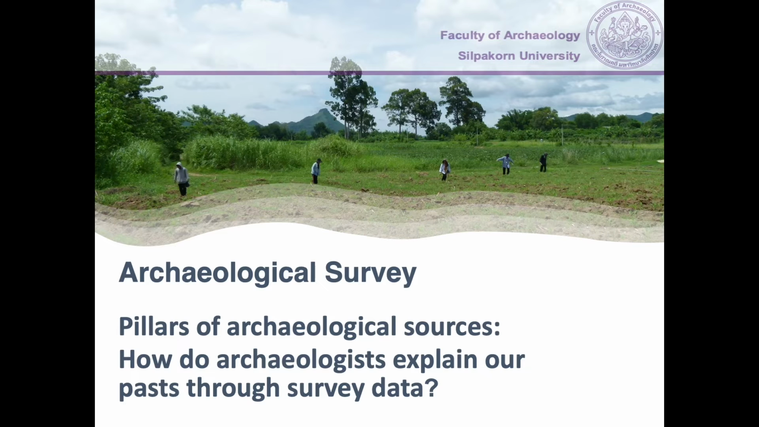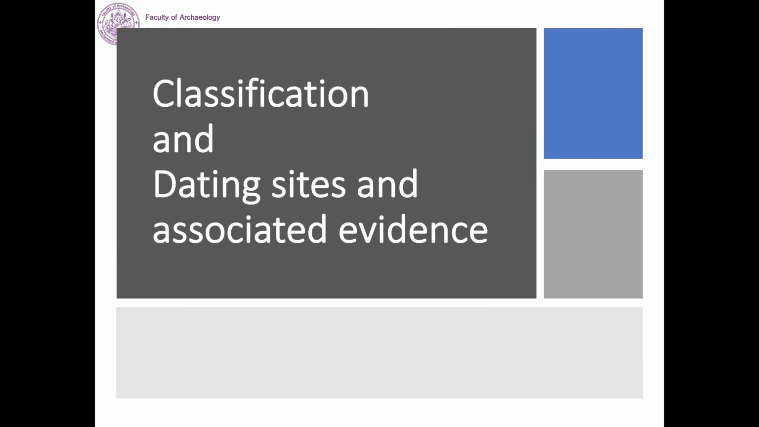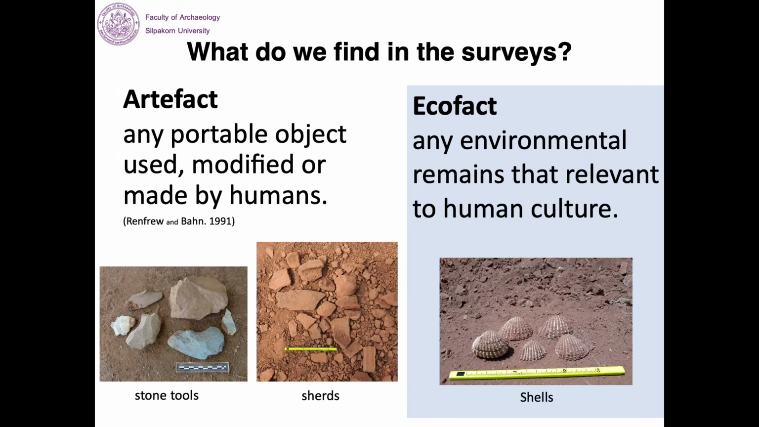In this episode, I will discuss how archaeologists study archaeological evidence that we find during the survey. Before we go further, let us first discuss what exactly we find in the field. As you have learned from the previous video, the archaeological evidence can be divided into four types. They are artifact, ecofact, human remains, and feature.